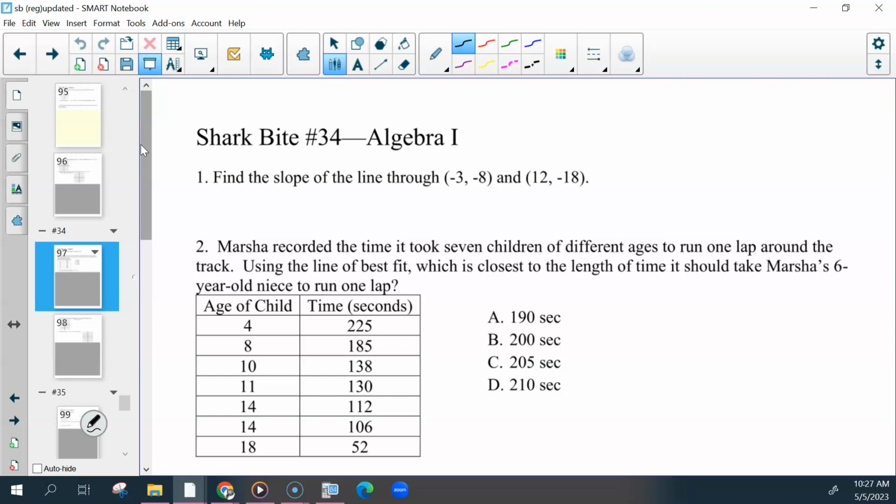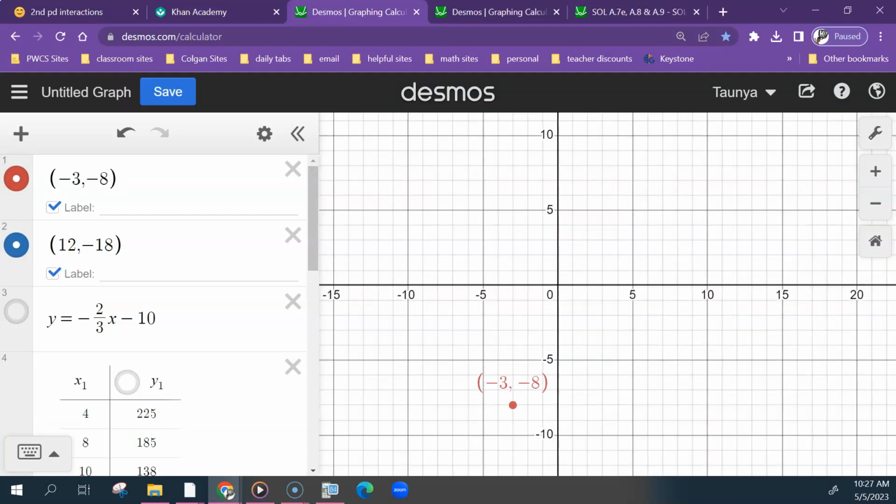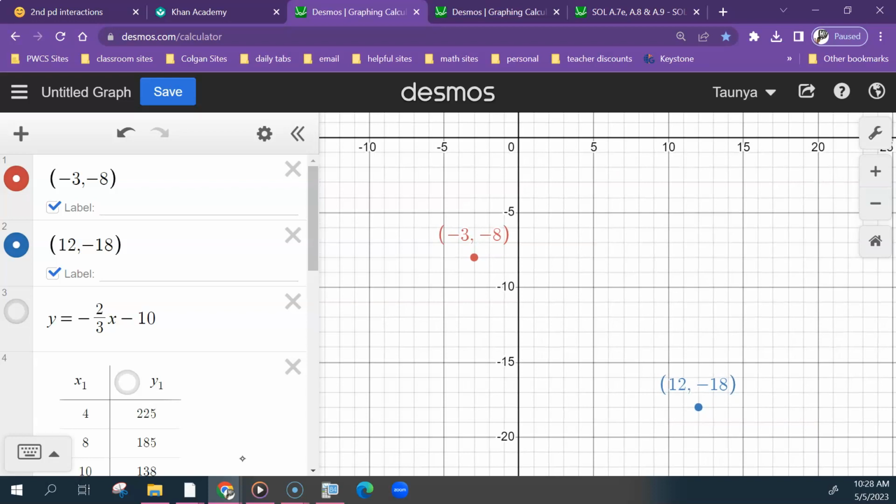Number 1 you can do in Desmos. It might be better to do it algebraically, but I will show that. Because the points are so far apart, you have to zoom out and be careful with your counting. As you count down and to the right, it should go down 10 and to the right 15, which would simplify to -2/3. You could find the equation of that line, and as long as it goes through both points, that should be your slope. So -2/3 was your slope for that one. If you got that one, good job.